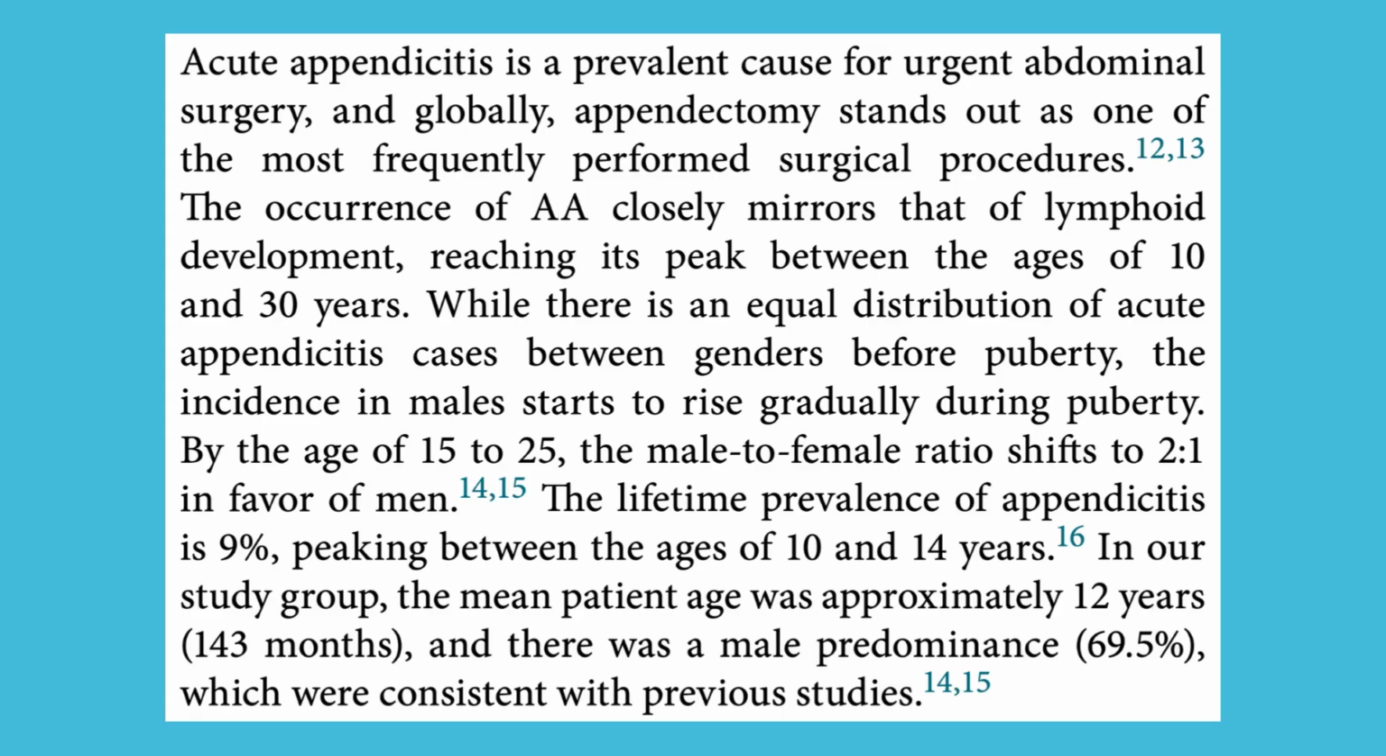The occurrence of AA closely mirrors that of lymphoid development, reaching its peak between the ages of 10 and 30 years. While there is an equal distribution of acute appendicitis cases between genders before puberty, the incidence in males starts to rise gradually during puberty. By the age of 15 to 25, the male-to-female ratio shifts to 2 to 1 in favor of men.